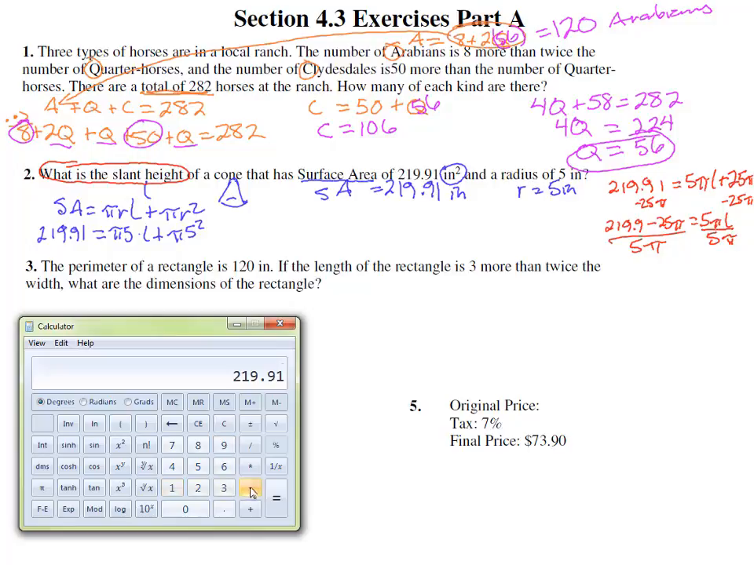219.91 minus 25 times pi. Okay, now we better hit equals on that to make sure everything on the top of the fraction is all there. Then we're going to divide by, now we've got to put the 5 and the pi in parentheses. So 5 times pi is all on the bottom. So we took the whole top divided by 5 times 3.14159, that whole pi number right there.